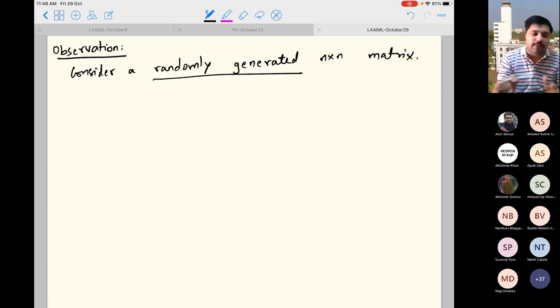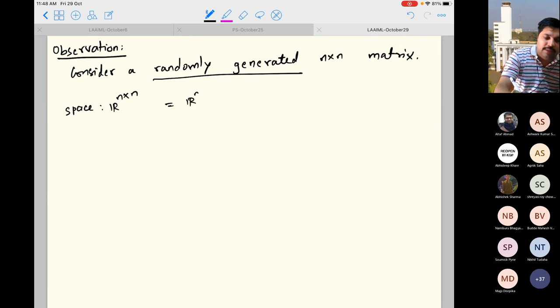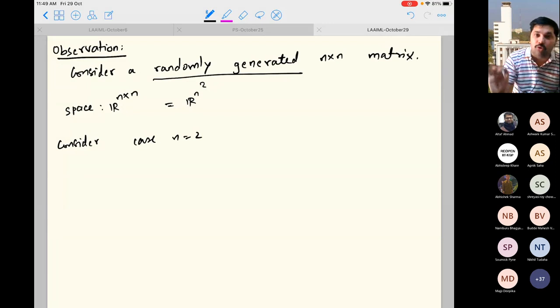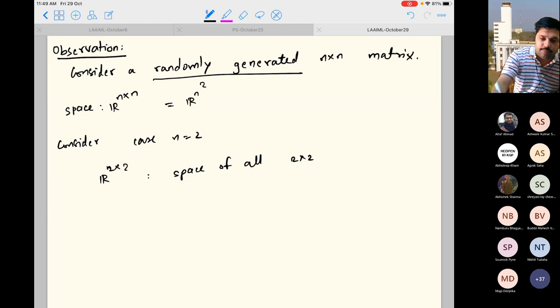So what really happens is the following. We are in the space R^(n by n). This R^(n by n) is basically R^(n square), since n square components are there. Now consider the case n is equal to 2. For n equal to 2 you can visualize it, so consider R^(2 by 2). This is the linear space of all 2 by 2 matrices.